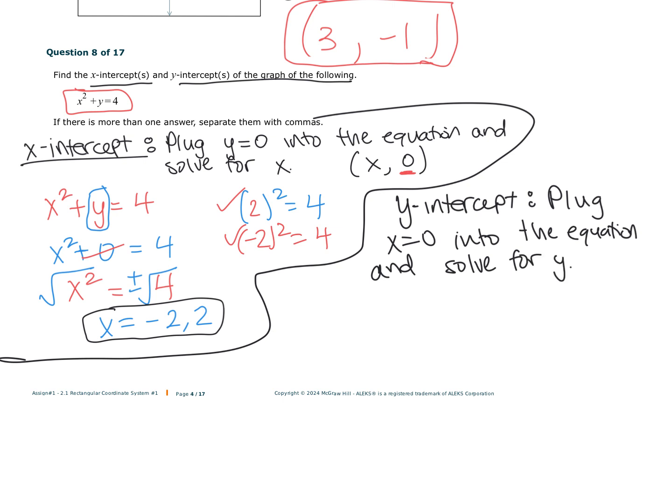So I'm going to have 0 squared plus y equals 4. Well, 0 squared is just 0, so this one's really easy. I just end up with y equals 4, and that would be considered my y-intercept. So my x-intercepts are negative 2, 2. My y-intercept is 4. And if you take a look at the second to last page, you can see how I printed out the answers. Especially in the first few assignments, I like to do that so you can see how they want you to enter the answers.